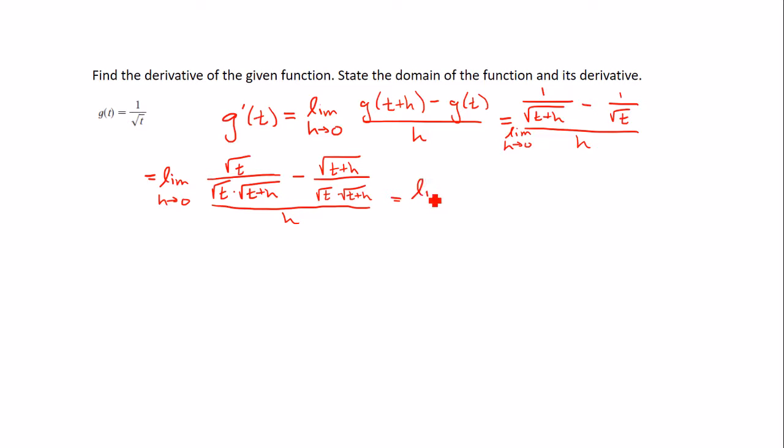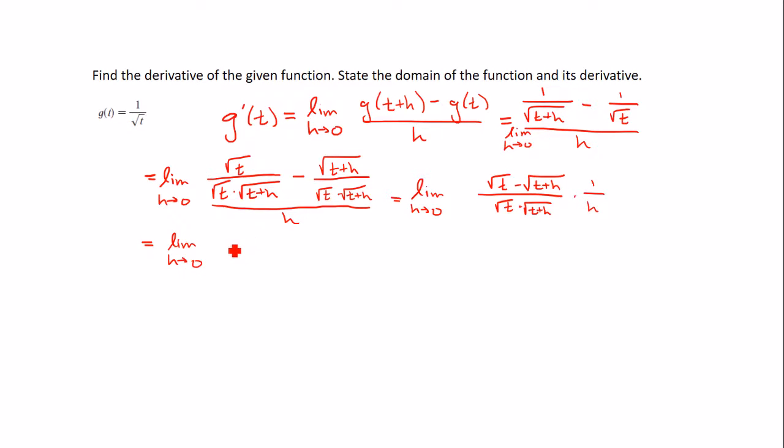And so I get the limit as h goes to 0 of root t minus root t plus h over root t times root t plus h. And then all of this is over h, so I can rewrite that by just multiplying by the reciprocal, 1 over h, or just putting the h in the denominator here. Okay, so I've done sort of two steps in one here. I've combined this numerator into one fraction, and then instead of dividing it by h, I have multiplied by the reciprocal 1 over h. Just a little easier to look at. So now, let me just rewrite it one more time.